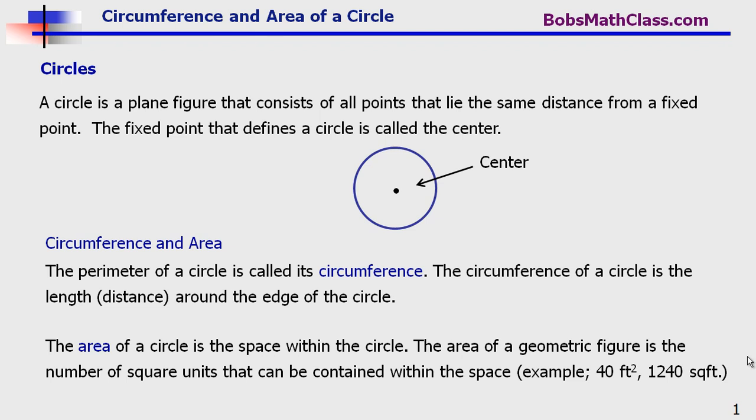So for example, 40 square feet. We usually put that little exponent of 2 for the exponent of square. 40 square feet. Or 1,240 square feet, like the area of a house or an apartment. Let's see, 1,240 square feet. They could use SQFT as the abbreviation for square feet.